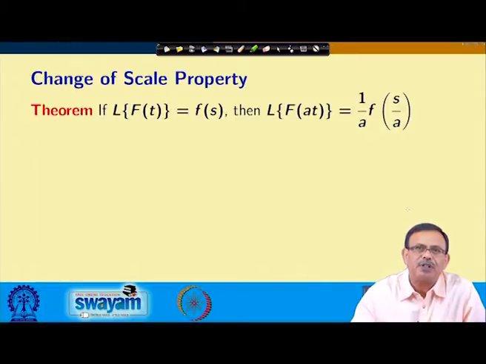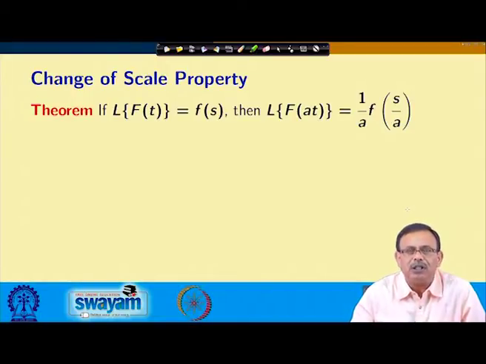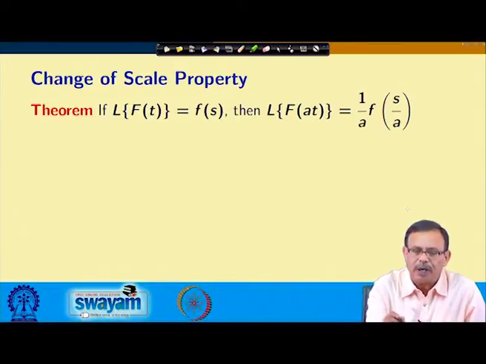Next is the change of scale property. If the Laplace transform of f t equals F s, then the Laplace transform of f of a t, that is, you see the parameter t is changed to a t, one parameter has been multiplied. The effect is it will be equal to 1 by a F of s by a. So, if the Laplace transform of f t is F s, then the Laplace transform of f of a t is equal to 1 by a F of s by a.